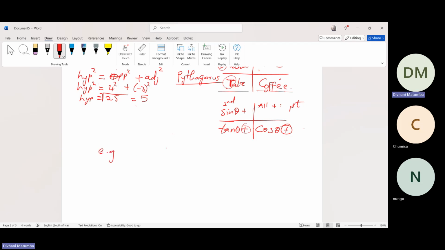Okay, an example. If you are given a Cartesian plane and you are given a point A, and you have been given angle theta, and you are given that A is at (2, 1).